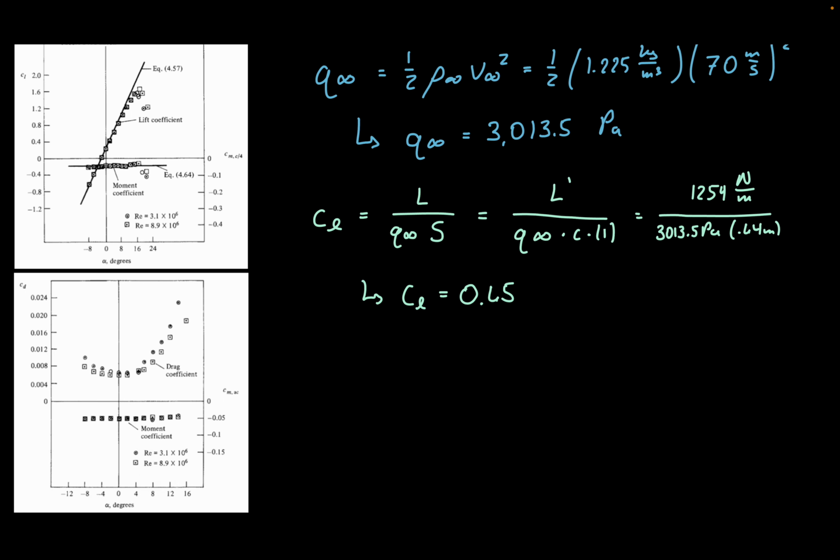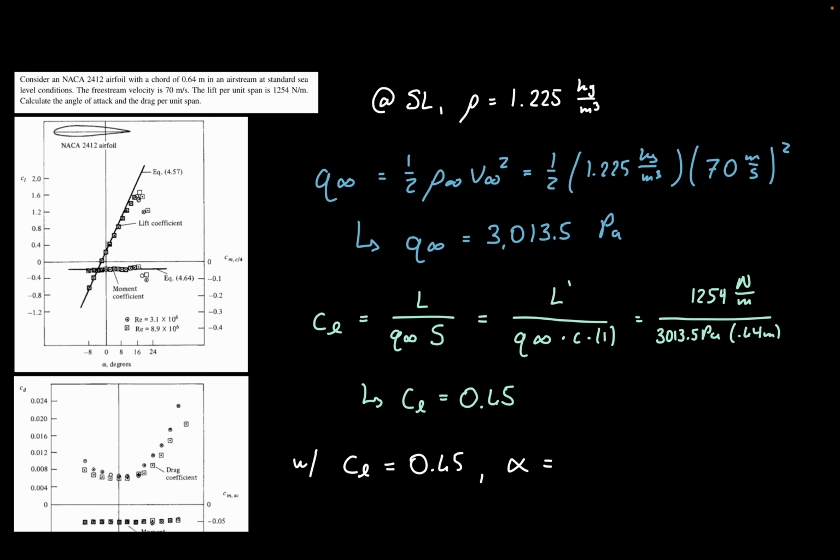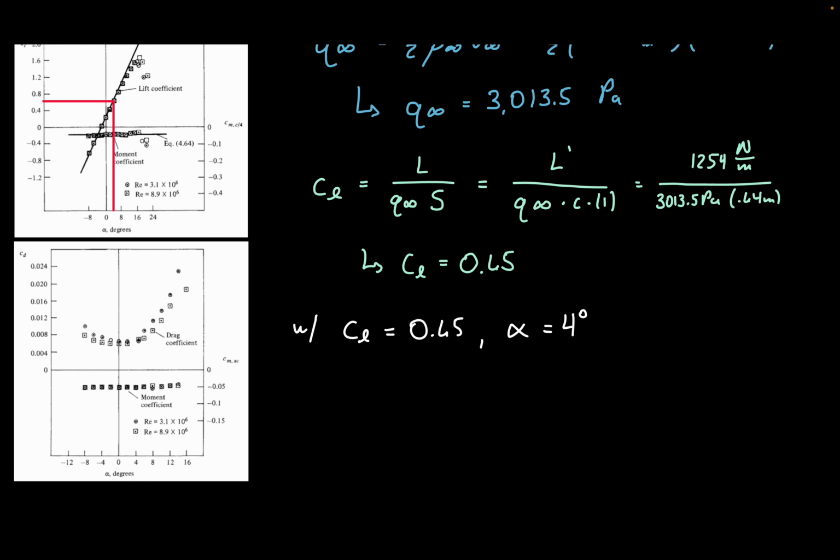So now what we need to figure out is with CL equal to 0.65, what is alpha equal to? So what we can actually do is use these two graphs off to the side, more specifically this first one up top. So we said we had a lift coefficient of about 0.65. So essentially draw that line across till we hit our lift curve slope, and then we'll just drop our line directly down. So it looks like alpha is about 4 degrees. And then that is the first answer to the problem.